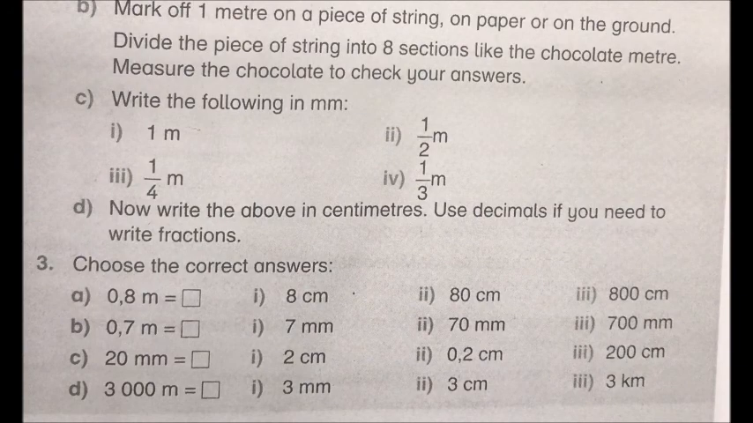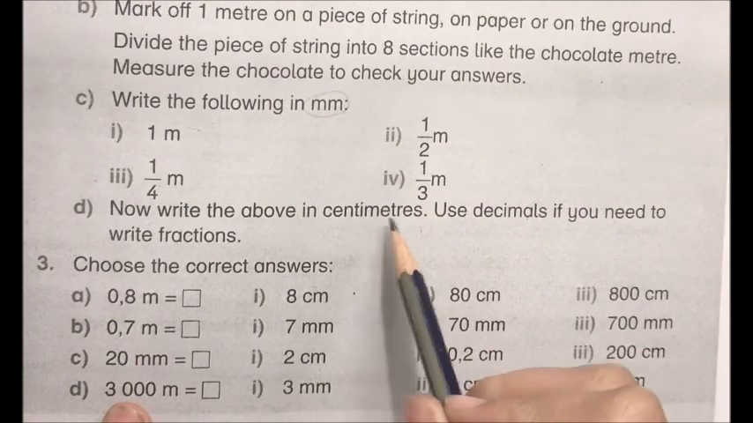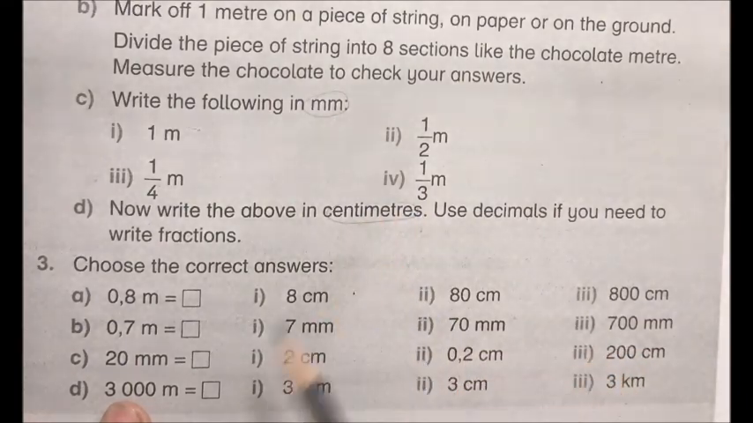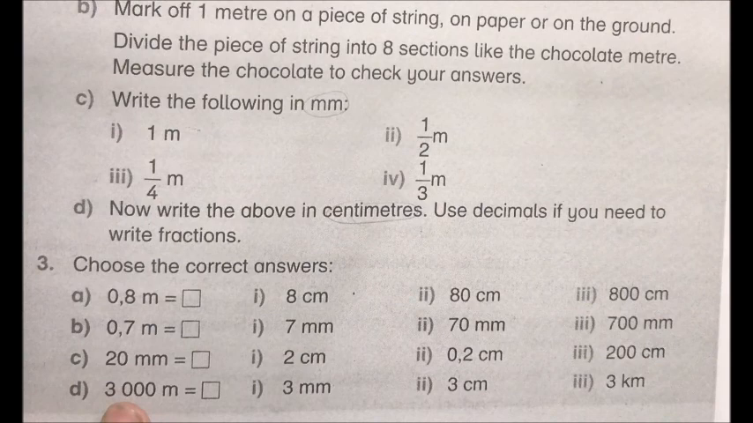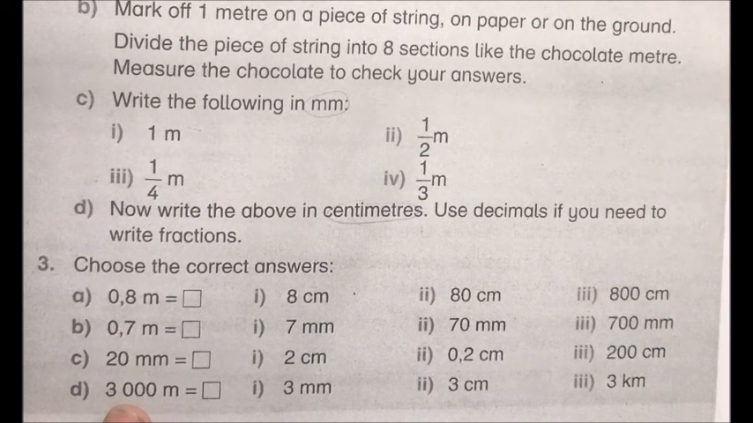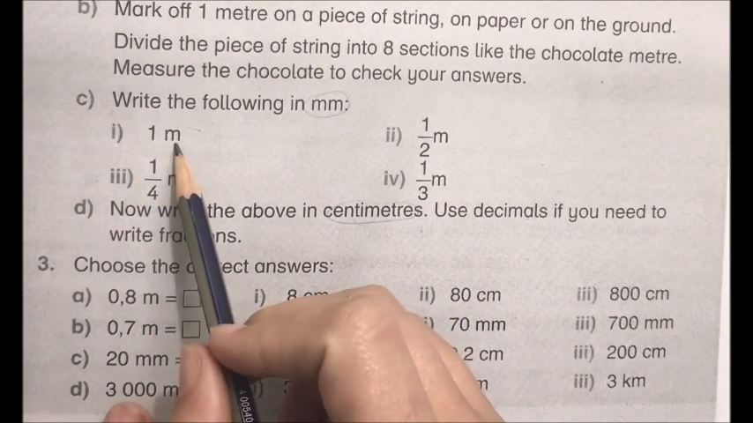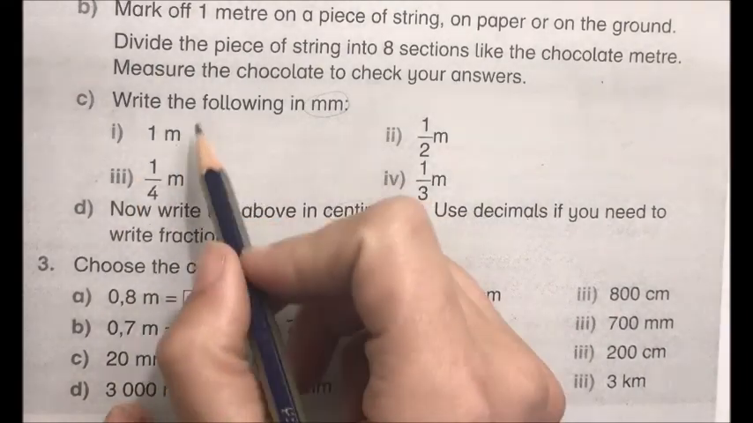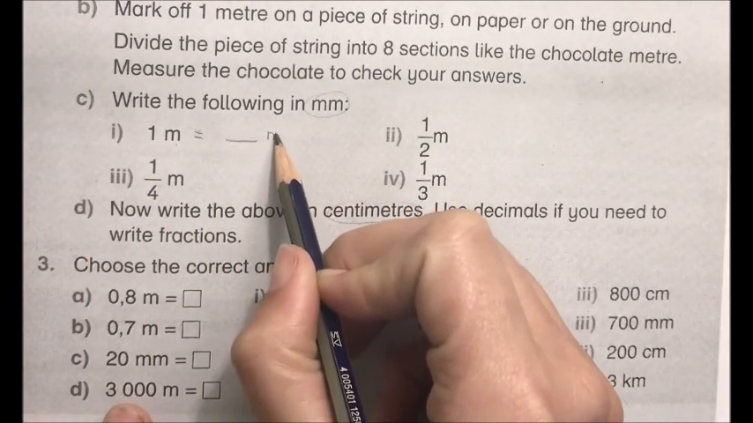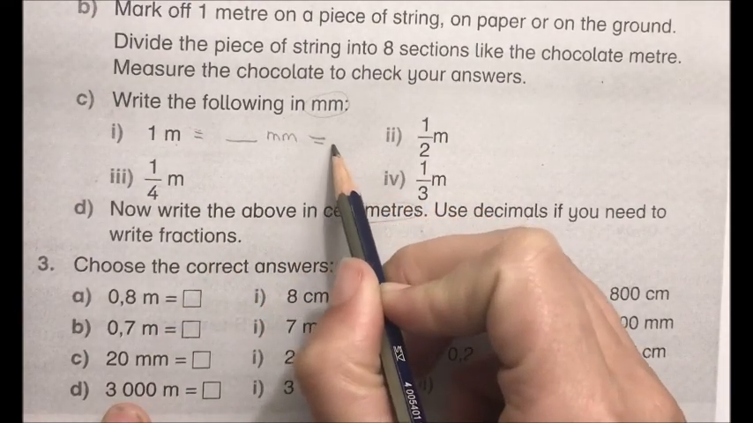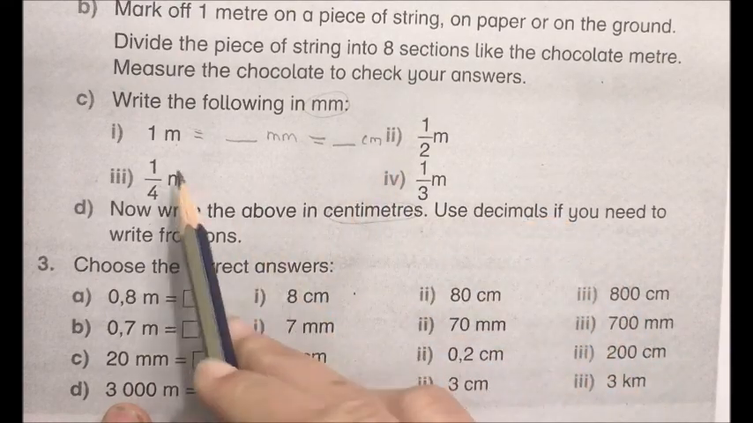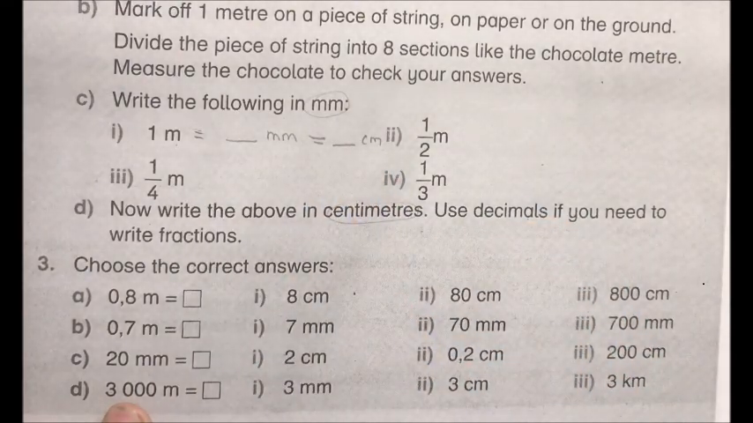When we get to number 2C and D, we are going to combine those questions because at number C it says write the following in millimeters, and then they ask you to write it in centimeters. So instead of writing it out twice, we are only going to write it out once. So you say C plus D, and then you write in your books I. I is 1 meter. You always write the sum as well. Then you say equals, and you write your answer in millimeters, and then you write your answer in centimeters. So in one line, there will be 2 answers.